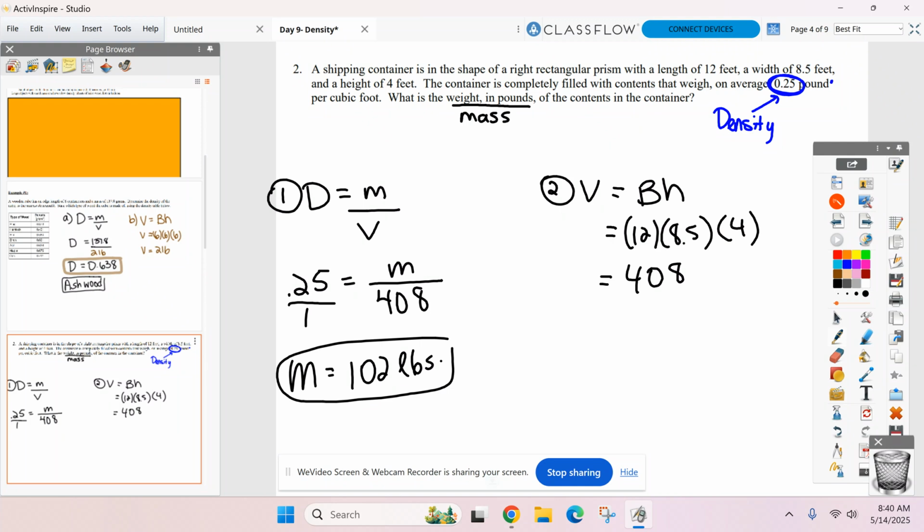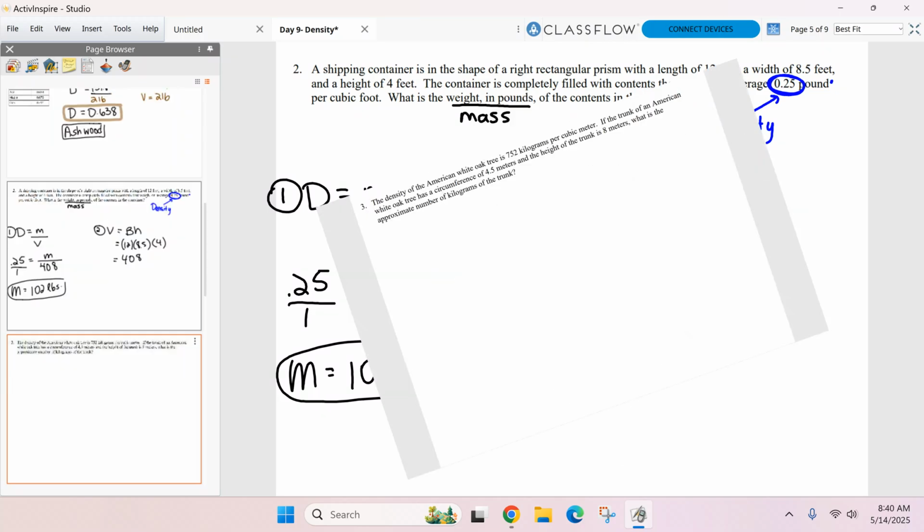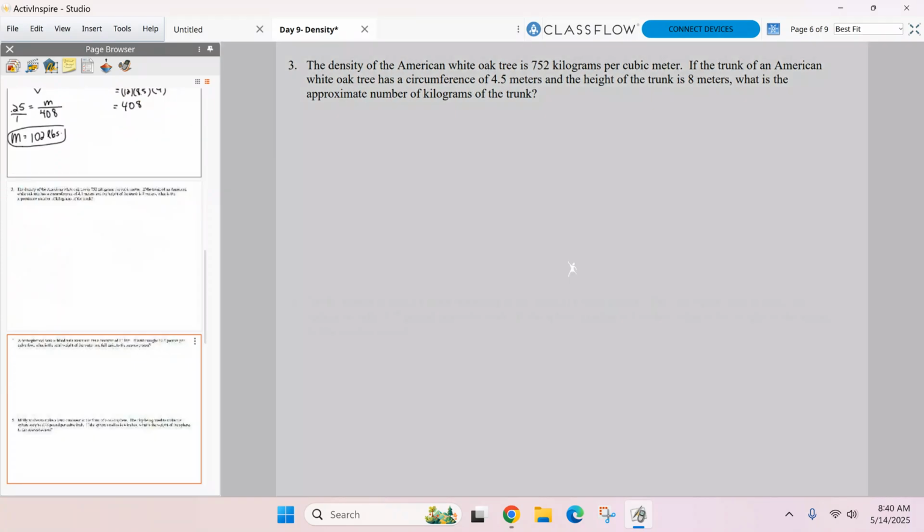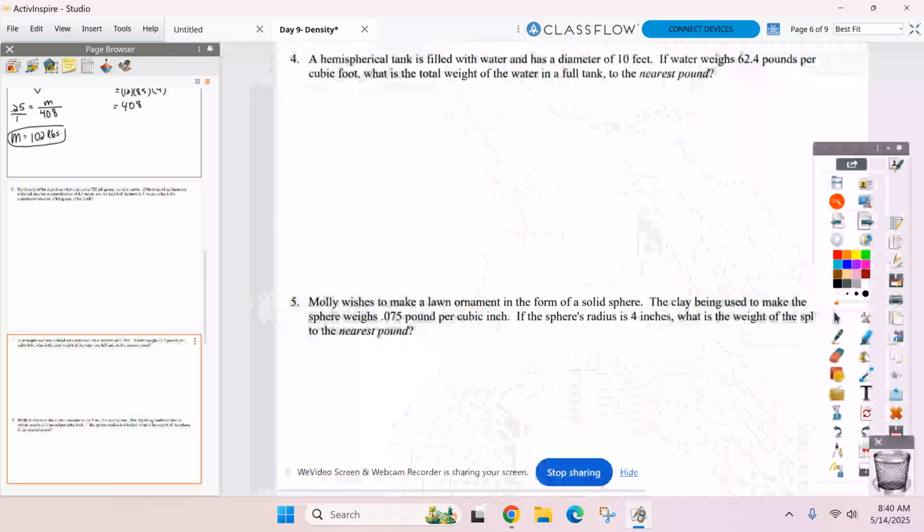All right, I'm going to go to 4 now. You guys, again, are going to finish the notes as part of the assignment tonight. Here we go, 4. Hemispherical tank. Keep that in mind. We're dealing with the hemisphere here now. Diameter of 10. Water weighs 62.4 pounds per cubic foot.